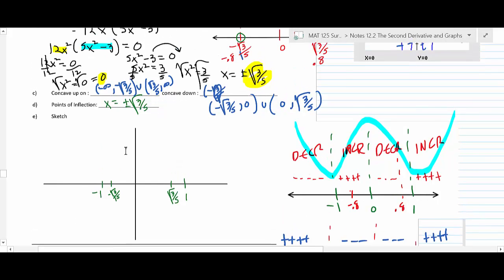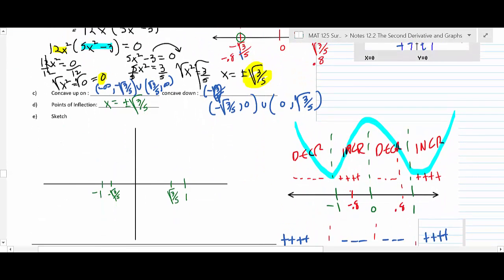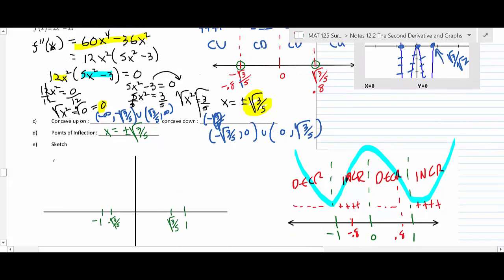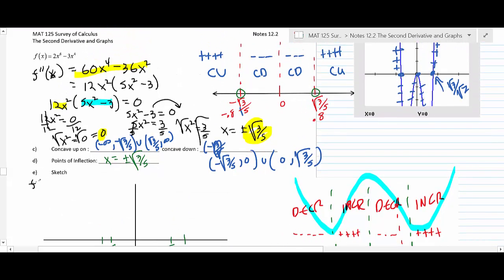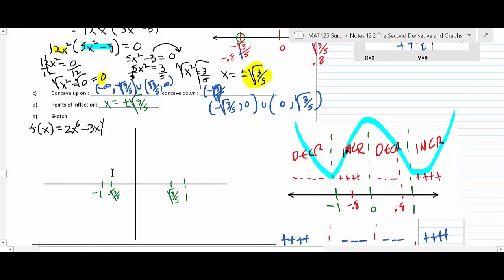So I'm going to do one more thing. I'm going to have you go all the way to the original function. I do want to do this by hand here. So f of x, this is what we're graphing, is f of x equals 2x to the 6th minus 3x to the 4th. Now let's go ahead and find the values of the mins and maxes, and then we'll be very accurate on this.